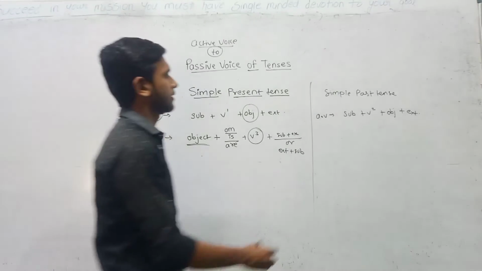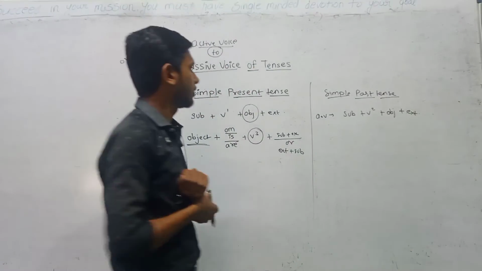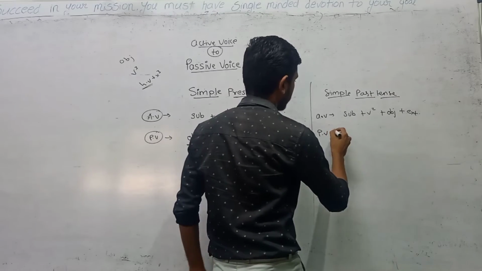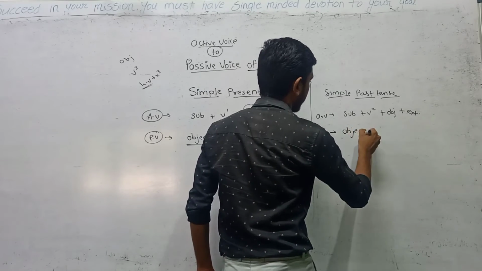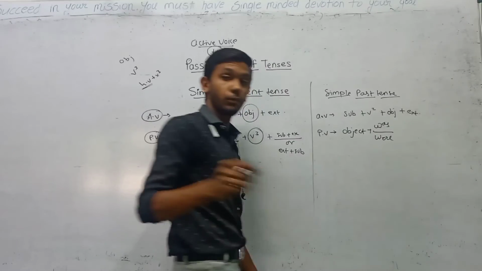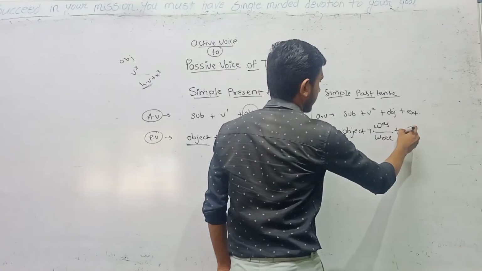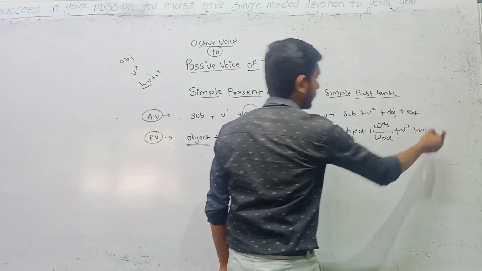Likewise, in simple past tense there is no helping verb and we have to take an additional helping verb while making the passive voice. That is, the sentence will start with the object. Then as per the object, there will be was or were. If the object is plural, we have to use were. If the object is singular, then we will use was. After that, V3 and then subject plus extension.